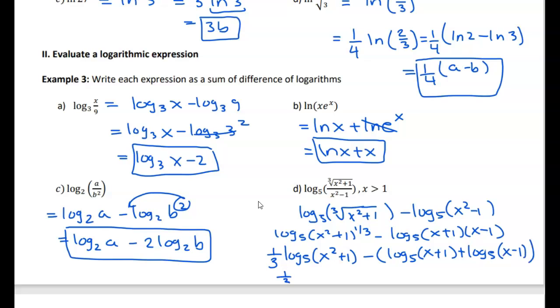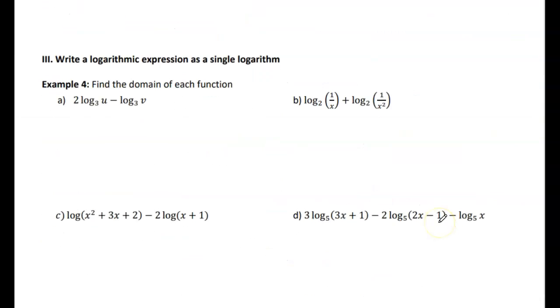Alright, so it's 1/3 log base 5 of (x squared plus 1) minus log base 5 of (x plus 1) minus log base 5 of (x minus 1). Alright, and that's as far as we can go because these things in parentheses don't factor, so you can't split them up anymore. Alright, now we're going to go backwards.